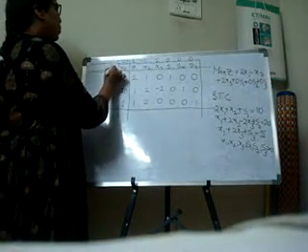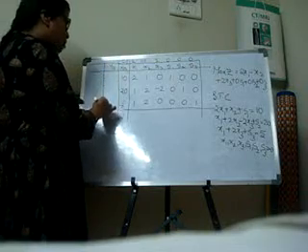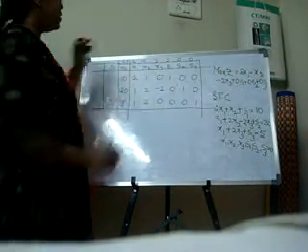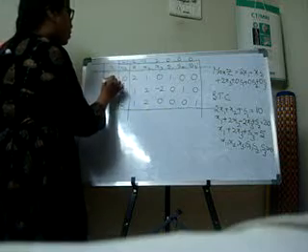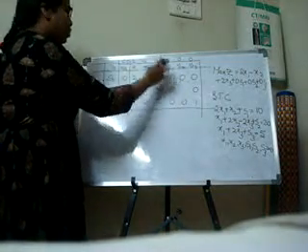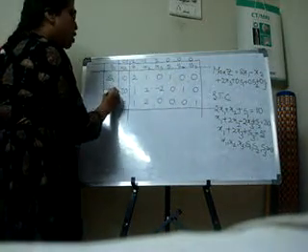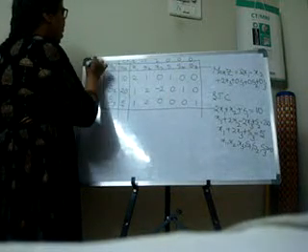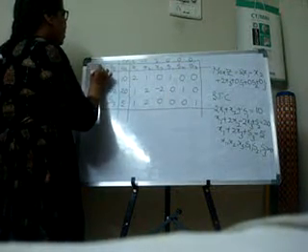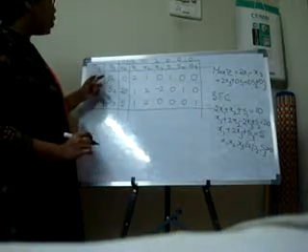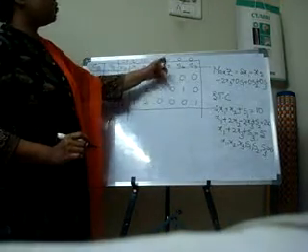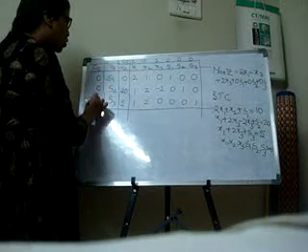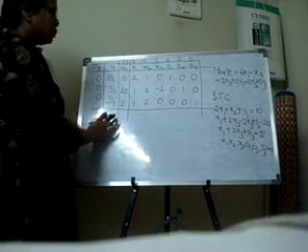Now YB. Where is your identity matrix? 1 0 0 is at S1, 0 1 0 is at S2, and 0 0 1 is at S3. And the last column is CB. Now what is the cost of S1? The cost of S1 is 0, cost of S2 is 0, cost of S3 is 0.